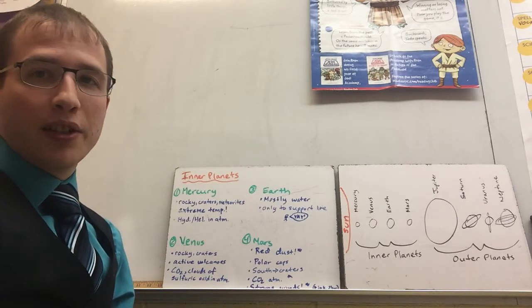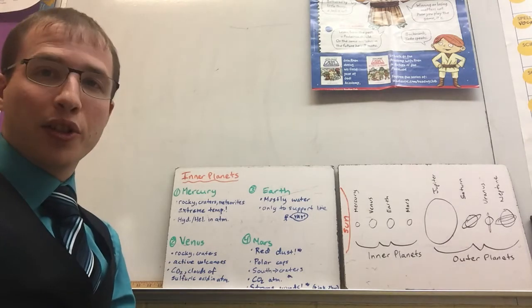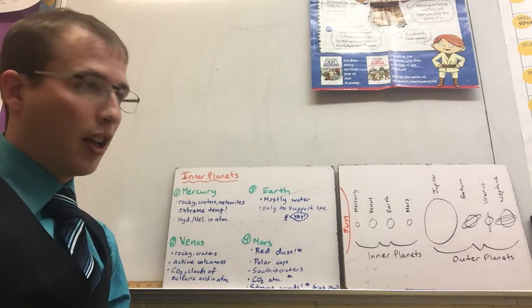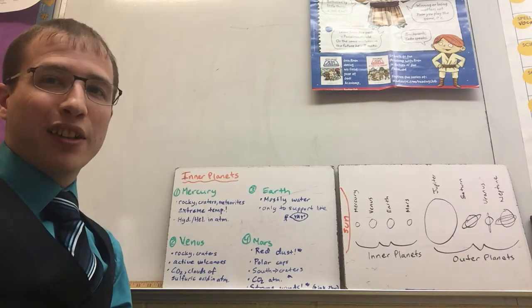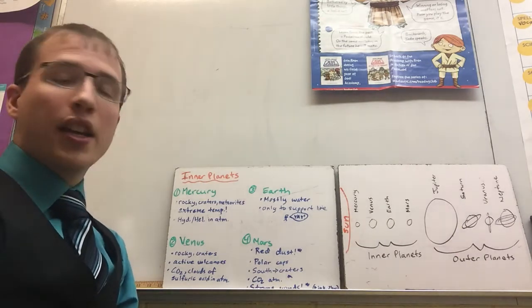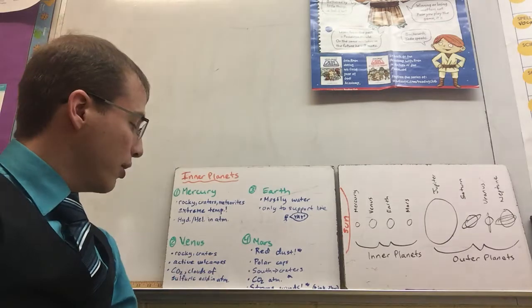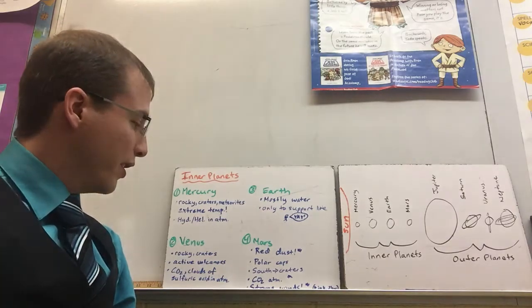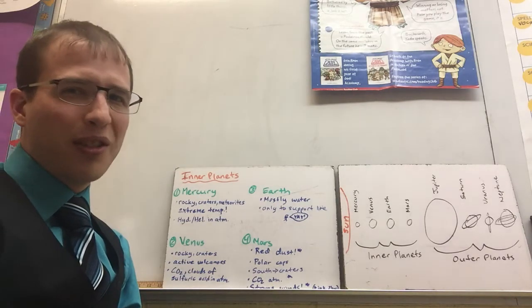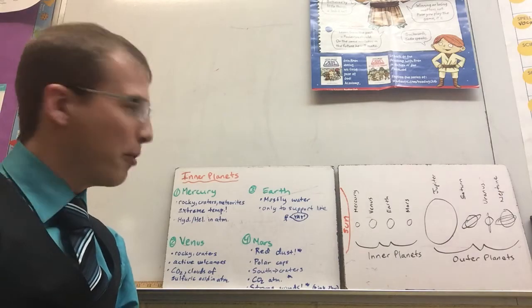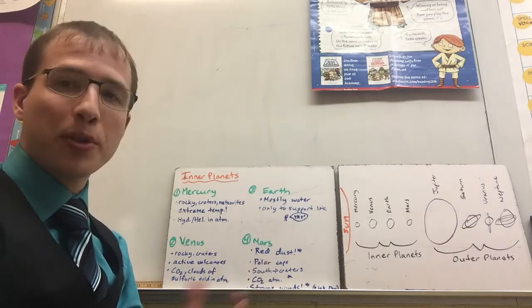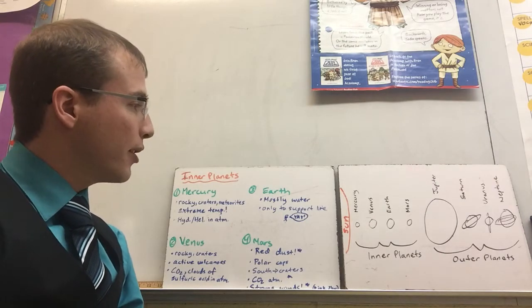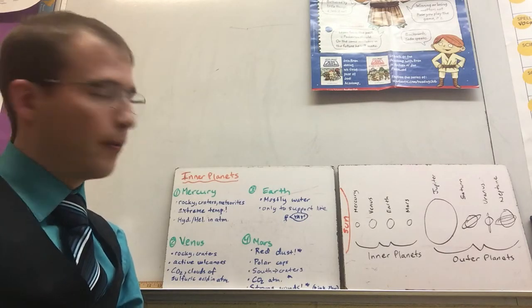Number 2, Venus. Venus is also rocky, has lots of craters, and it actually has some active volcanoes on it. It has carbon dioxide and also clouds of sulfuric acid in its atmosphere. So do you think we would want to live there? Not quite. Number 3, Earth, obviously, it's where we live. It's mostly water, as we know, and it's the only one we know that supports life.